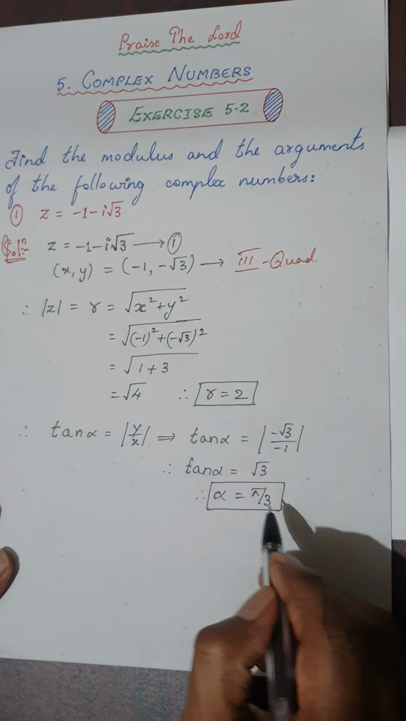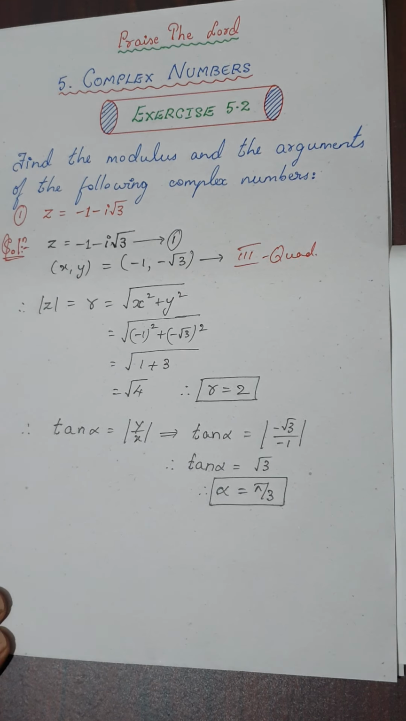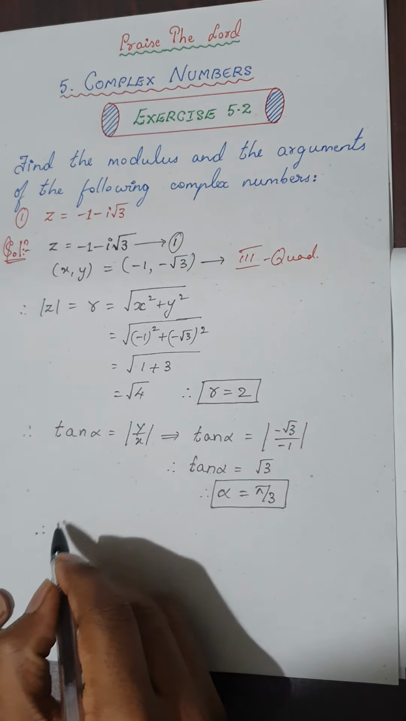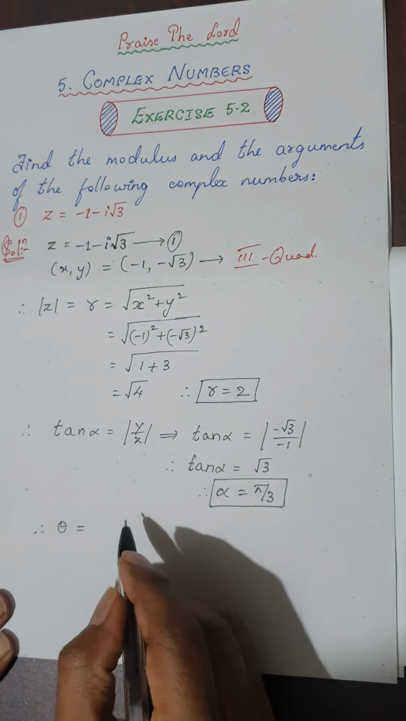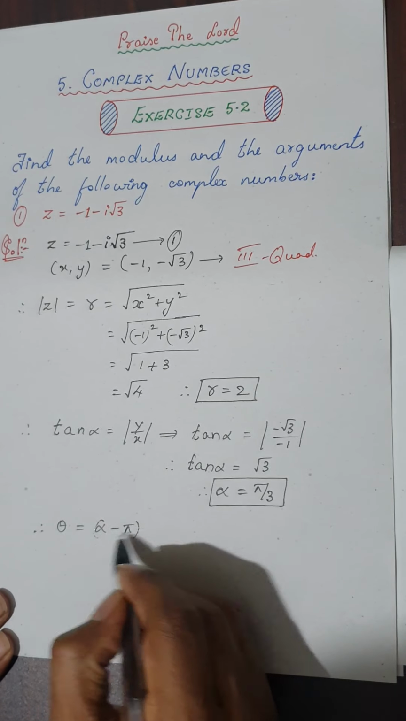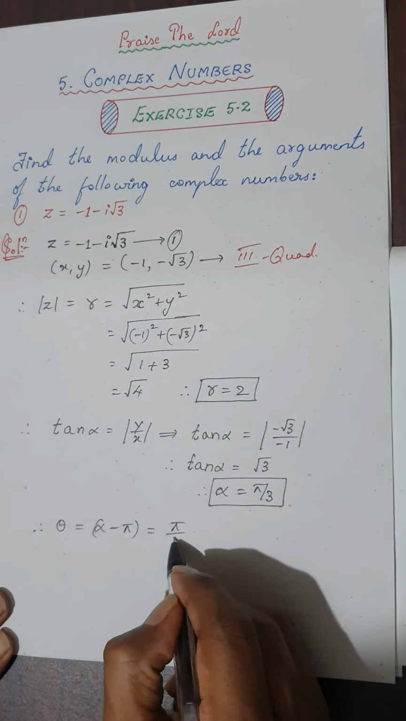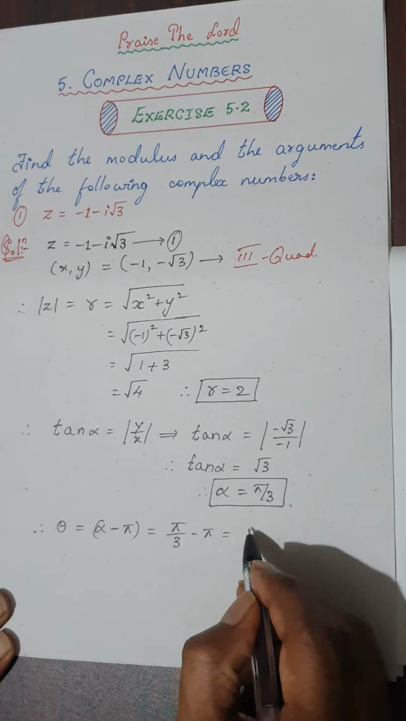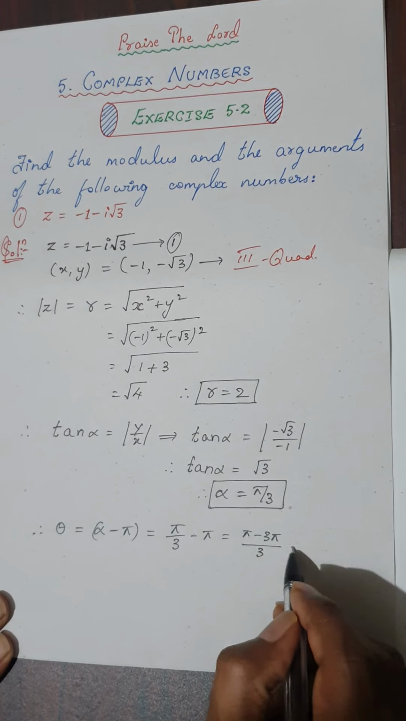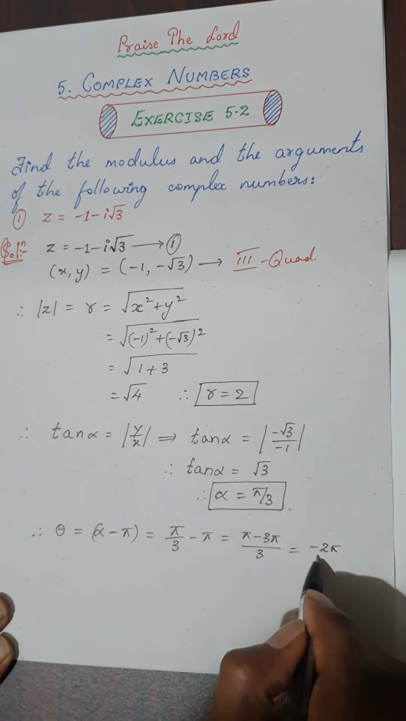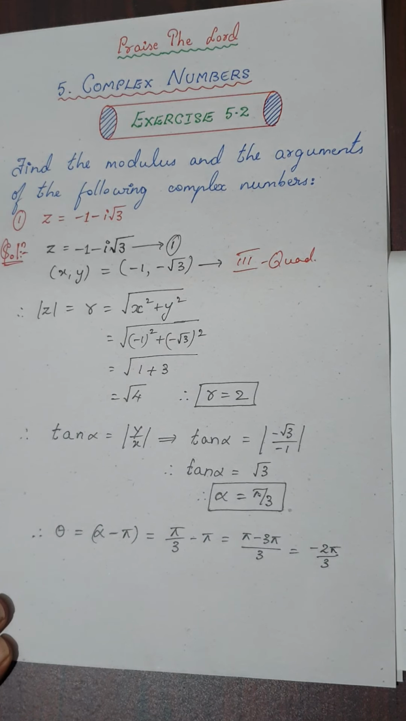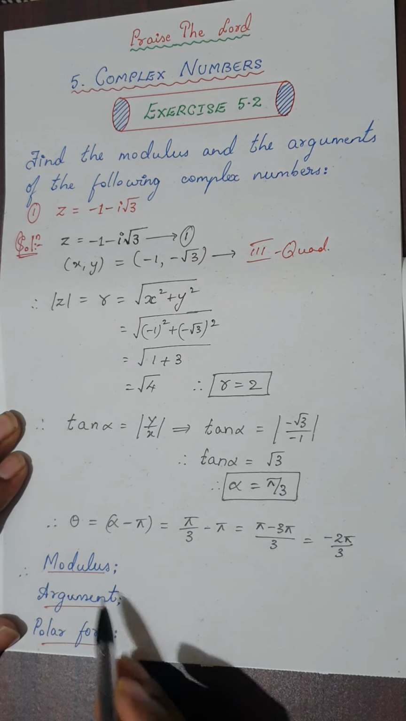Once you get this, you will find out the value of theta. Now please note it down. The quadrant is the third quadrant. Therefore, my argument value, that is theta, is equal to alpha minus pi. Remember, this is the simplest way of finding it. So alpha is pi by 3, minus pi. If you take the LCM, you will get pi minus 3 pi divided by 3, so you will get minus 2 pi by 3. So this is my argument. Is it clear?